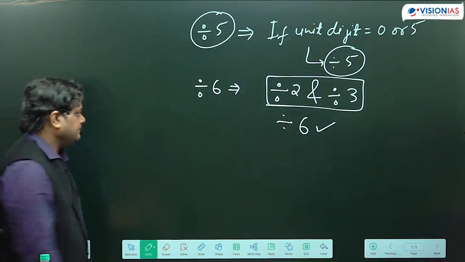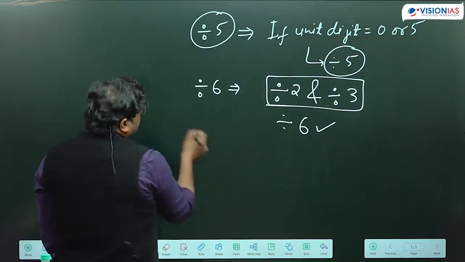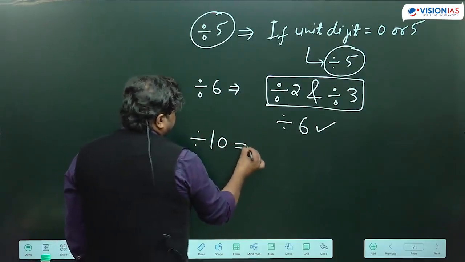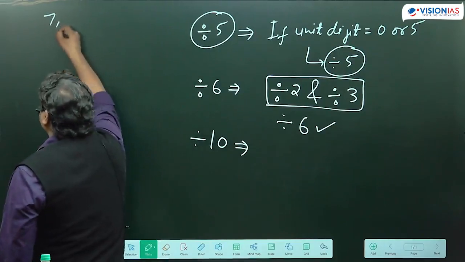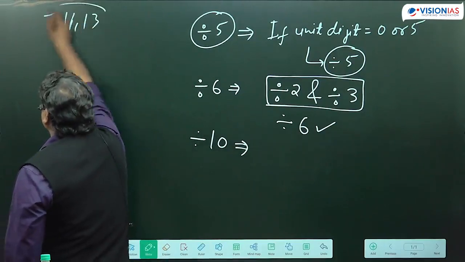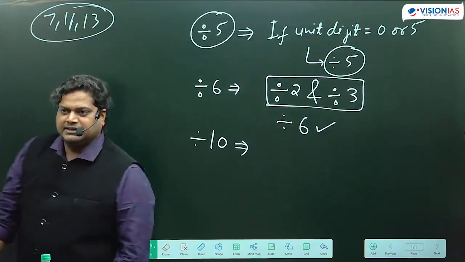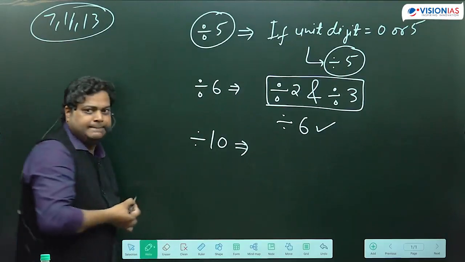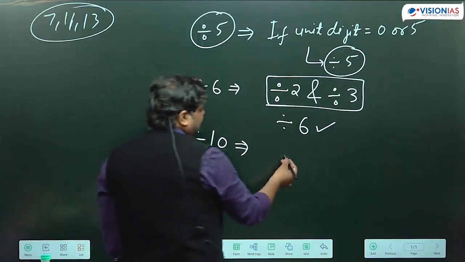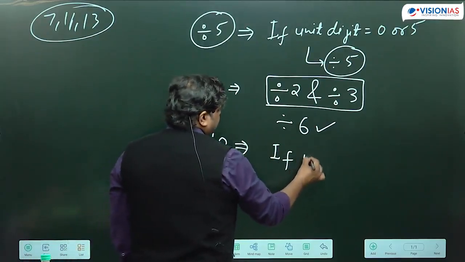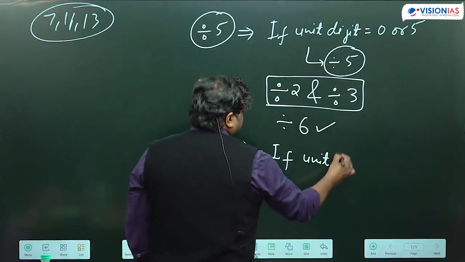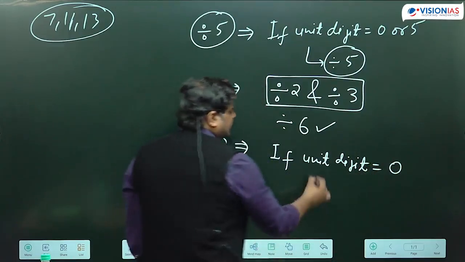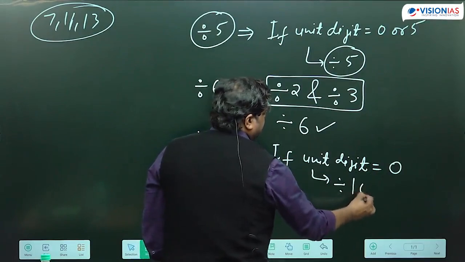Okay. Then what else? Divisibility rule of 10. The divisibility rule of 7 we will read with 11 and 13. The combined divisibility rule of 7, 11, 13 we'll discuss after this. Divisibility rule of 10: if the unit digit is 0, then we can say that the number is divisible by 10.